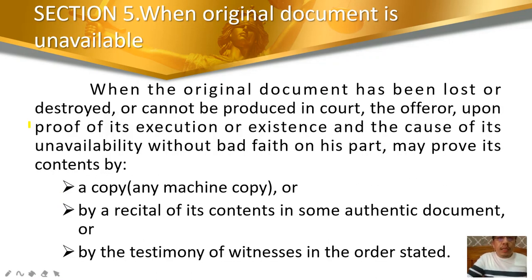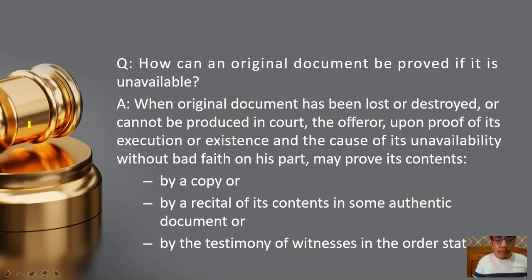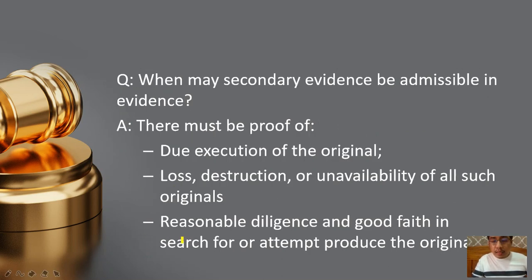Okay, so what happens when an original document is unavailable? Accordingly, when the original document has been lost or destroyed or cannot be produced in court, the offeror, upon proof of its execution or existence, and the cause of its unavailability without bad faith on his part, may prove its contents by a copy or by a recital of its contents in some authentic document or by the testimony of witnesses in the order stated.